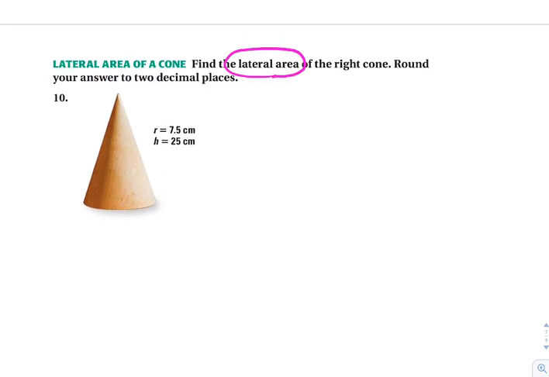Okay, so this one, and I circled this in pink because this is what's important. Find the lateral area of the right cone and round it to 2 decimal places. Okay, so first I'm going to write the formula here. Now, yes, I could have technically used C for circumference. I just remember one formula, right? One base plus 1/2 perimeter slant height, and that's for all pyramids and cones, or at least all regular pyramids and right cones.